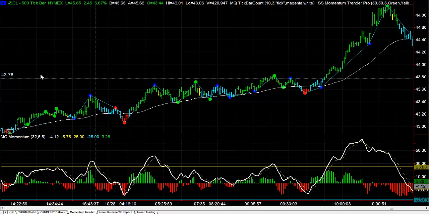The long entry was on the break above 43.78. The reason this was a good trade is because you had bullish momentum on your 30s, your 60s, and your 120s. You also had bullish momentum on the inverted head and shoulders on the 502-minute chart. It ended up working out really well.